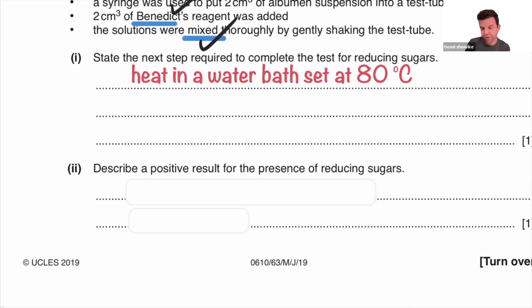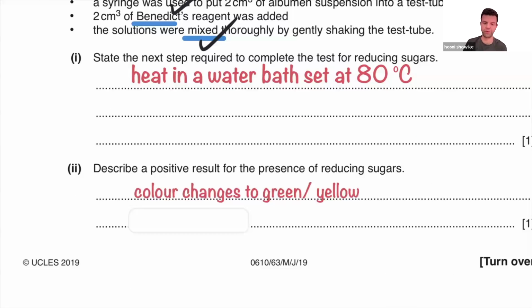Describe positive for reducing sugar. So you can mention any of the colors. You can say green, yellow, orange, red, blue. No, not anything but blue, okay?